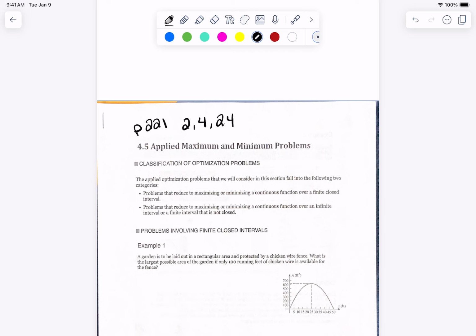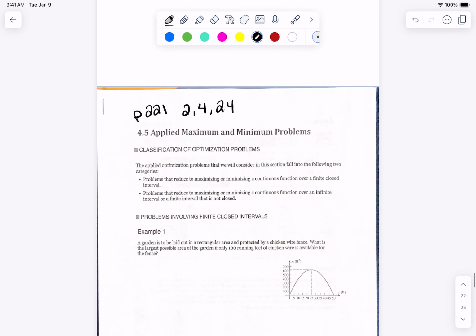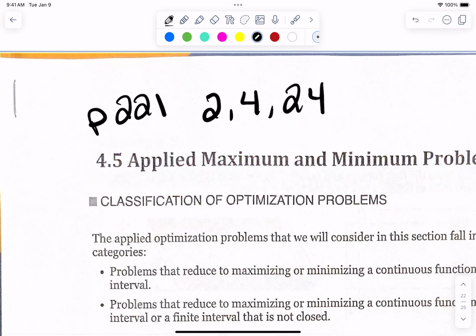We're going to start this today. There are a lot of problems for examples, but I'm only going to give you 3 problems for homework: 221, 24, and 24. These are optimization problems. So you're trying to optimize your resources.